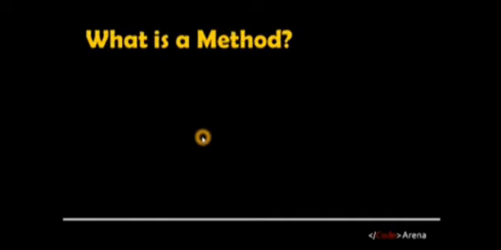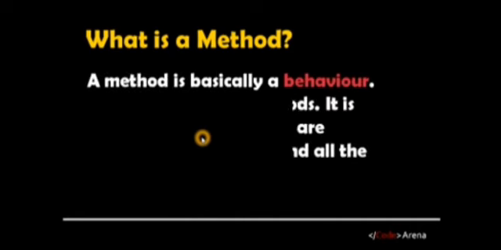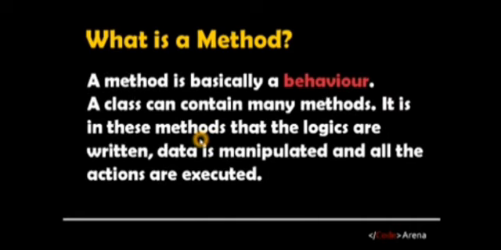Now, let's move further by discussing what a method is. A method is basically a behavior. Don't forget I said an object has state and behavior. That behavior is the method you are ascribing to the object. A class can contain many methods. It is in this method that the logic is written, data is manipulated, and all the actions are executed. What do I mean? It is in this method you have the actions that you want your object to perform.